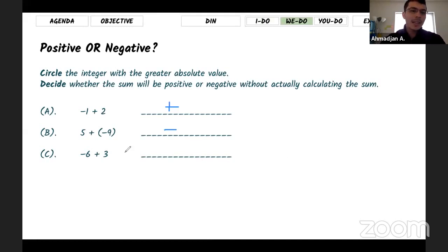You corrected now. Yes, it is negative because you have two numbers, 6 and 3. So the big number is 6, and if you pay attention to the sign of the 6, it's negative. So the result has to be negative. Okay. It must be negative.